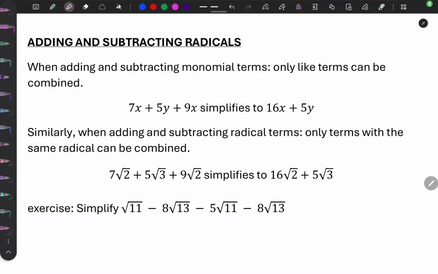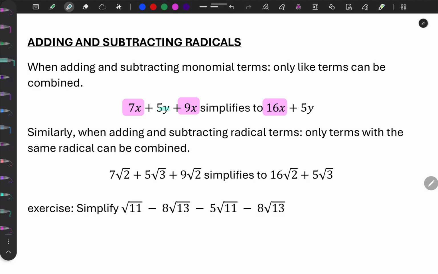Today let's look at adding and subtracting radicals. So as a reminder, when we add and subtract terms like monomial terms, we can only combine like terms. For example, something with an x can be combined, added, or subtracted to something else with an x. 7x plus 9x simplifies to 16x.